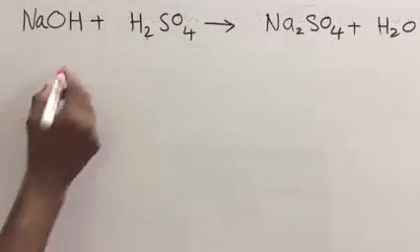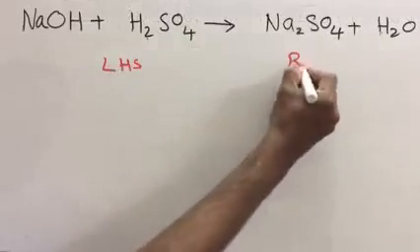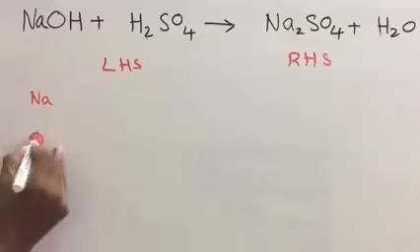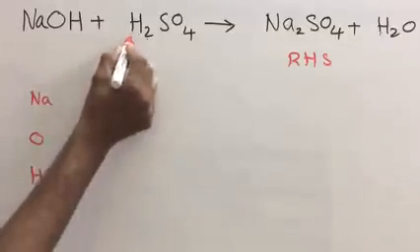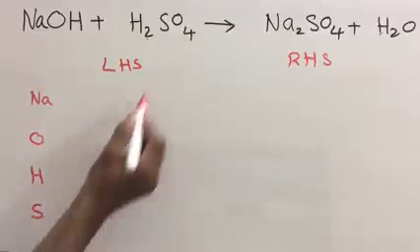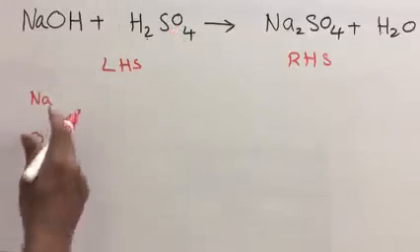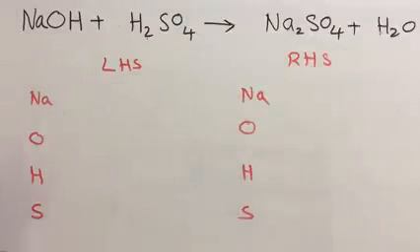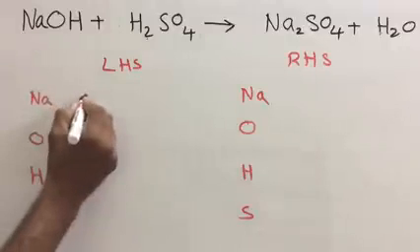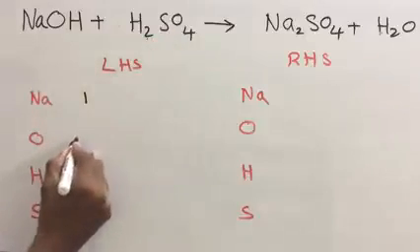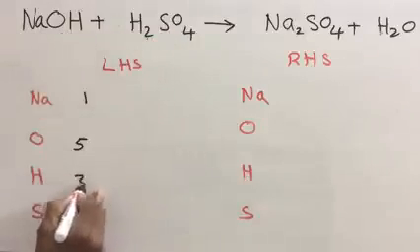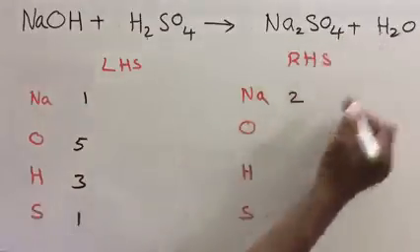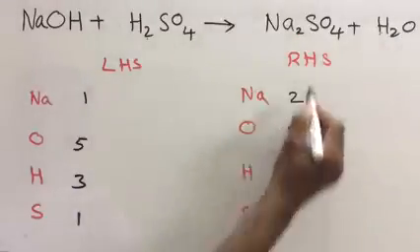Balance one more equation. Write LHS, RHS. On LHS you have sodium and then you have oxygen, you have hydrogen. Hydrogen already we have written here. Now sulfur, oxygen already we have written here. The same elements are present on the right hand side: Na, O, H and S. Now the number of atoms: sodium 1 we have, oxygen 1 here and 4 here, 5, hydrogen 1 here and 2 here, 3, sulfur 1. On RHS sodium we have only 2, oxygen 4 here and 1 here, 5, hydrogen we have 2, sulfur we have 1.